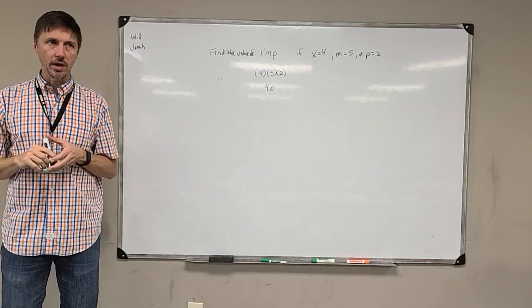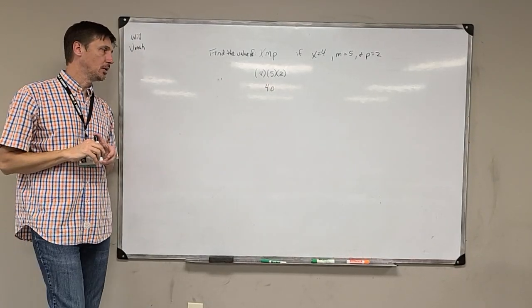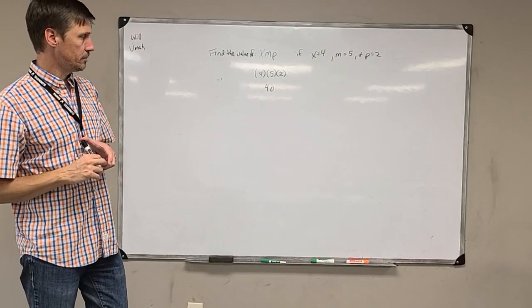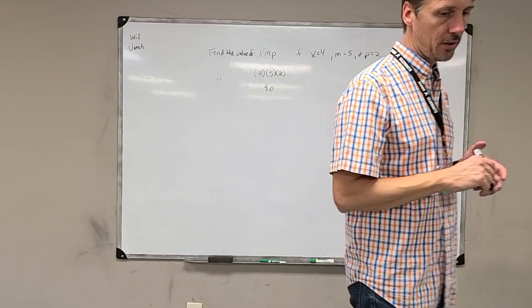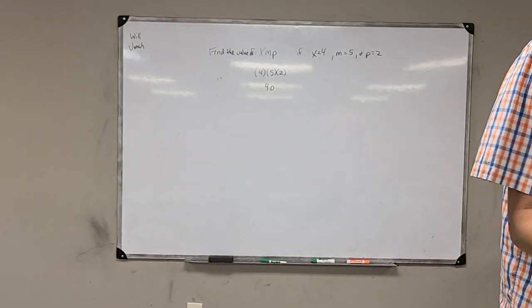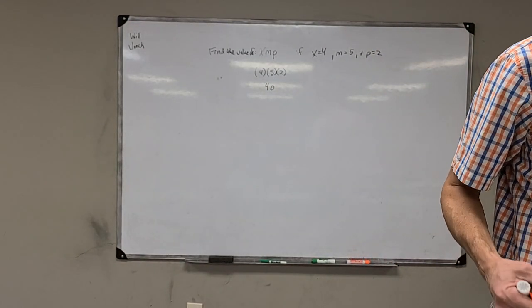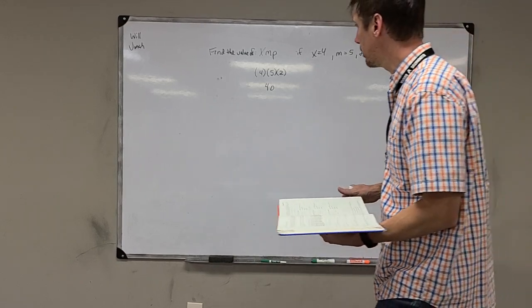Multiplication and addition work the same way, right? You can do it in any order. 5 times 2 is 10, and then 10 times 4 will also give you 40. So when they're all together like that, you can multiply them in whichever way it's easier to do the math. All right, let's do another one.